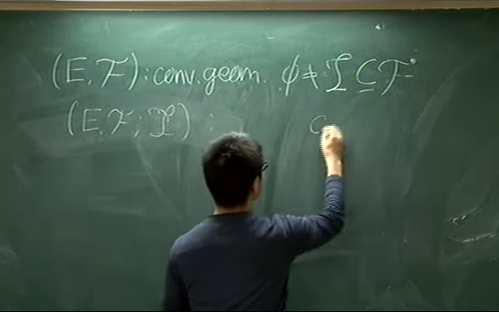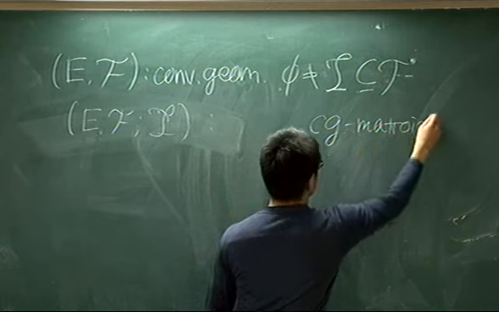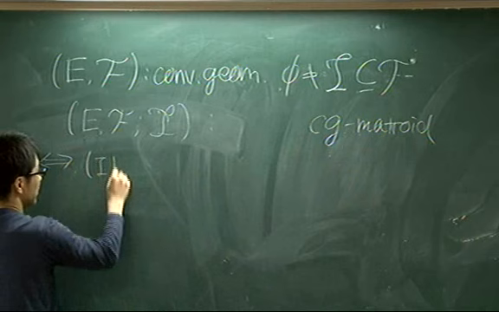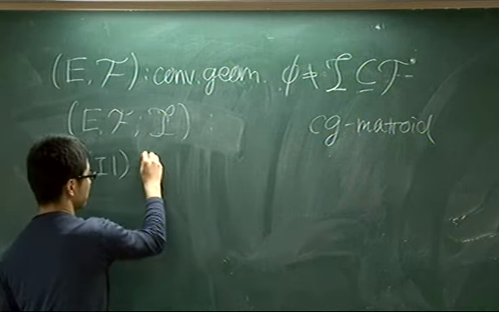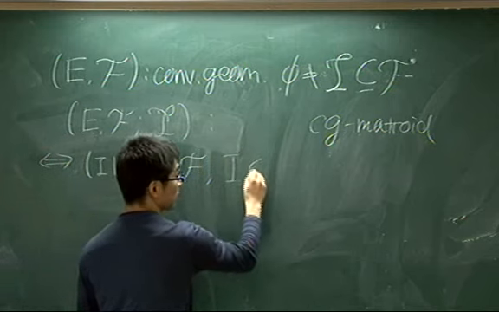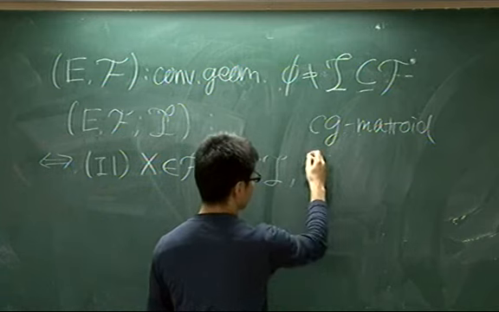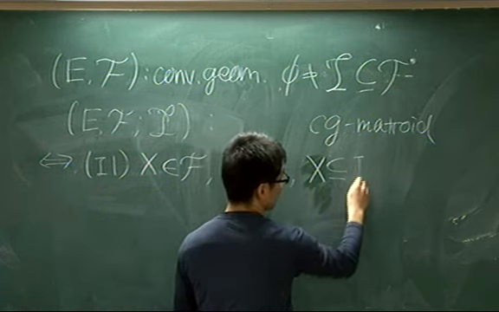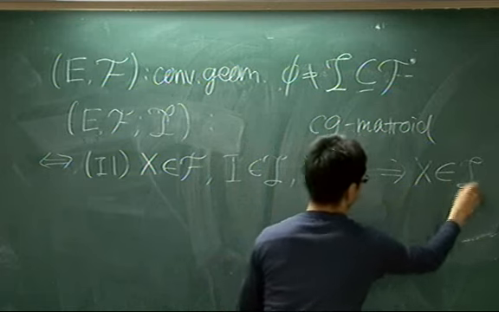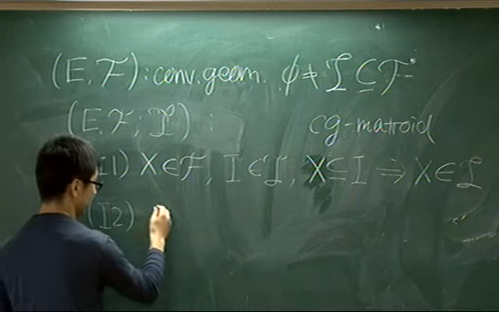This is a CG matroid, if this is a characterization. If I satisfies I1, that is, X is a closed set and I is then, and the second one is the difference. Okay.